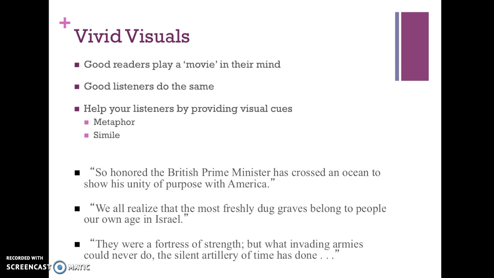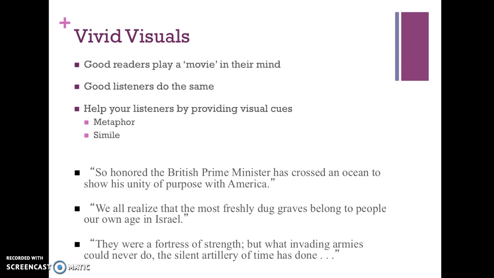Good readers, when they read a story or an article, actually construct a movie in their mind while they're reading. They have a really intense, vivid mental picture of what's going on, to the point that they actually lose consciousness of the fact that they're reading words, and all they see is this movie playing out in their head.